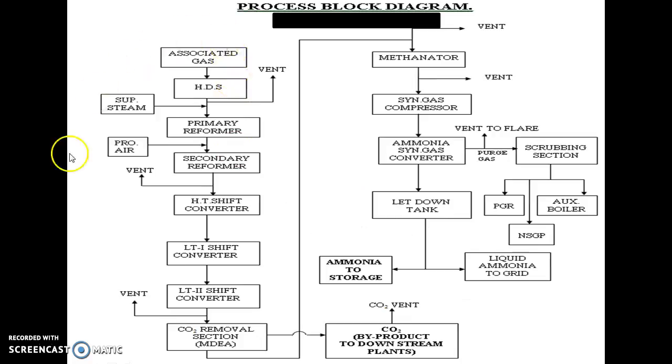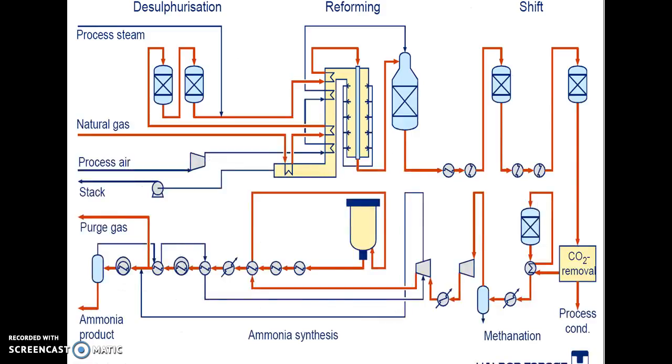Now in the process of purifying the hydrogen, you take out CO2. You can see this is desulfurization, which removes sulfur, and then the reforming which produces hydrogen, and then the reactor which gives you ammonia, and you get a series of chillers and coolers which give you ammonia in the end.